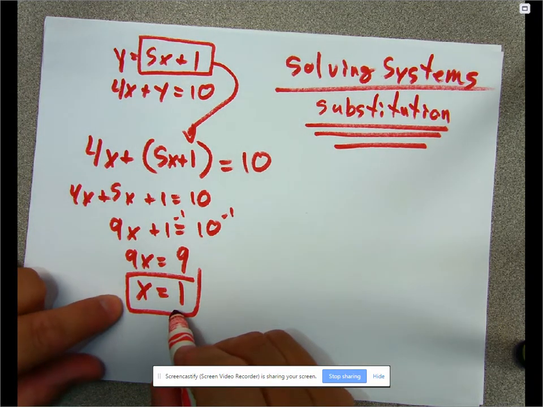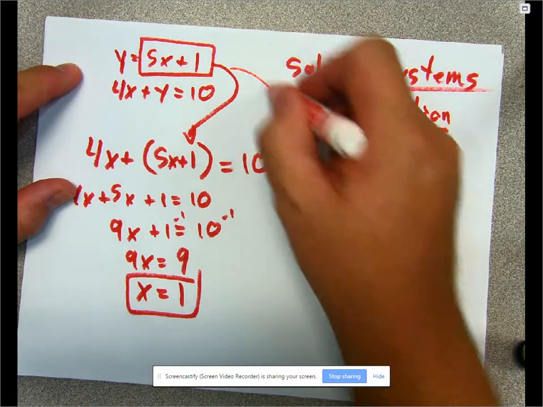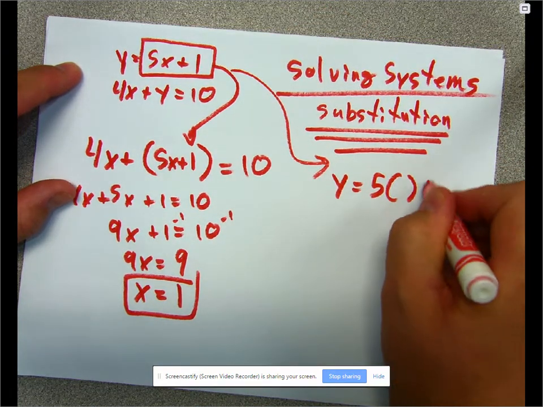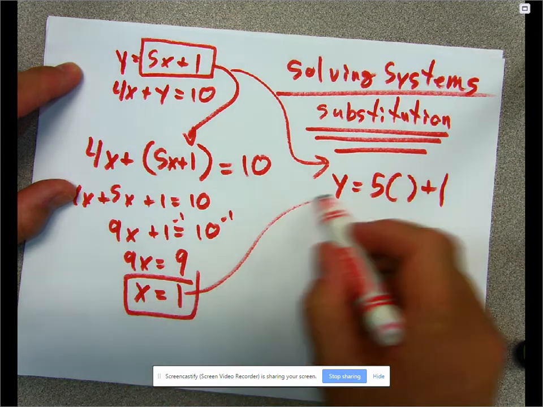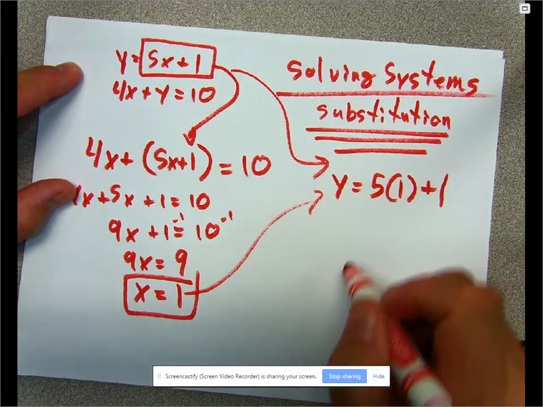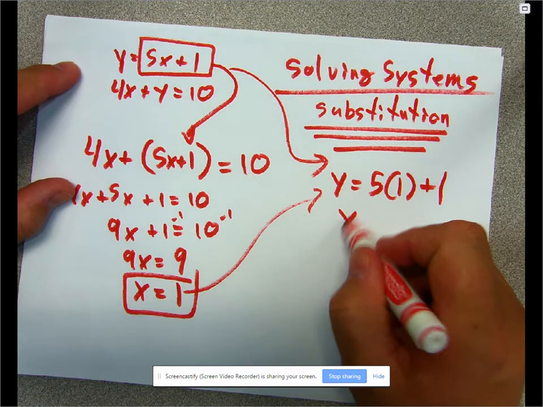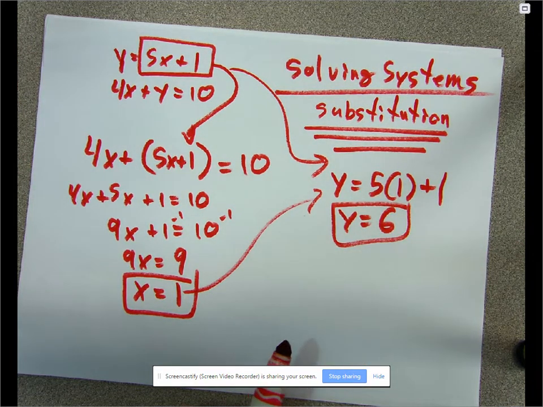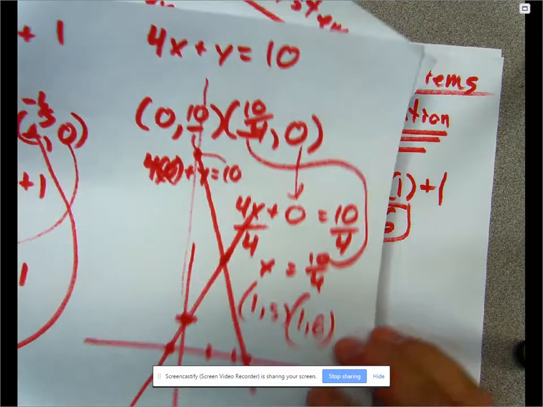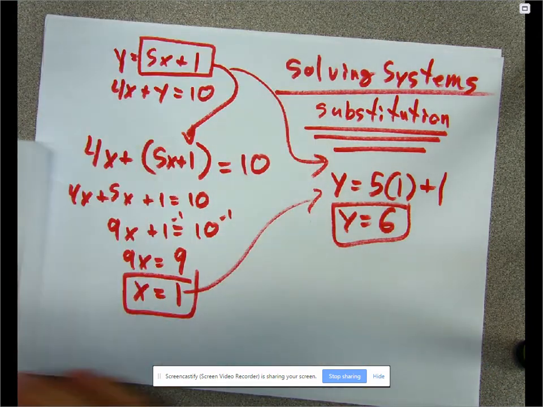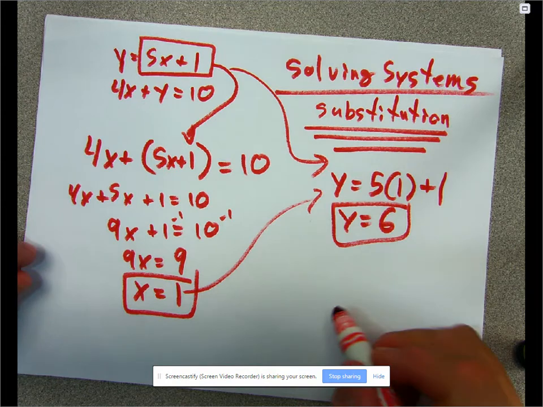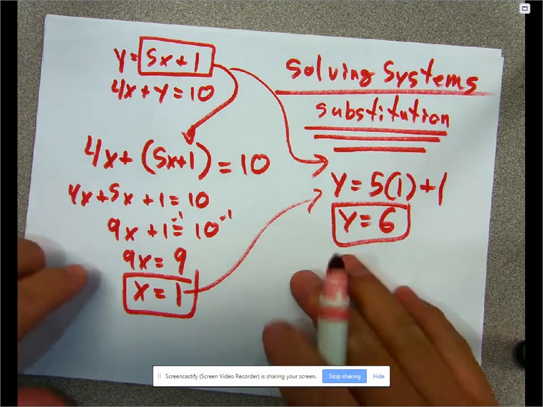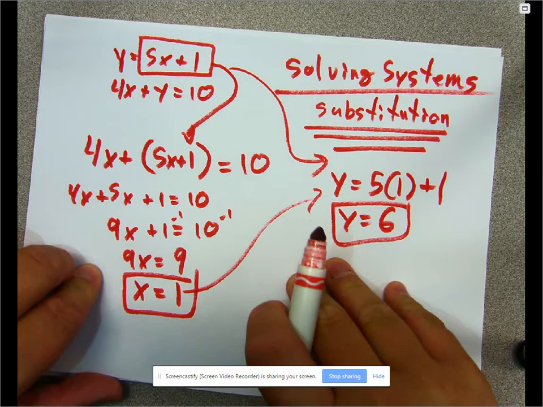But that's only x. I need y. So y equals 5 times something plus 1. That something is, put a 1 in for x, and you get y equals 6. So there we go. We thought it was somewhere around (1, 5) or (1, 6), and it is indeed (1, 6). Now, if you wished to verify, you could plug them in and they should work. But that's one way to do it. Let's do the other way.